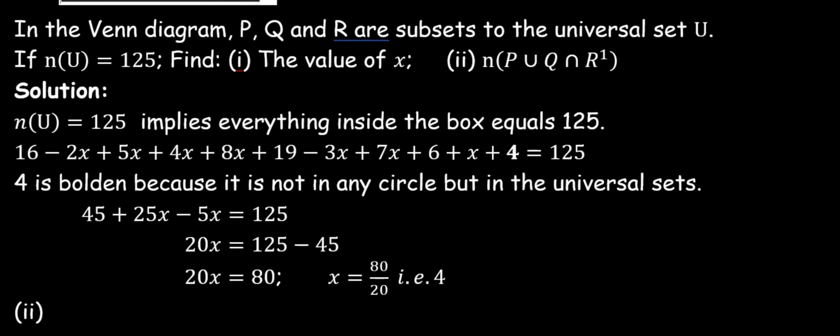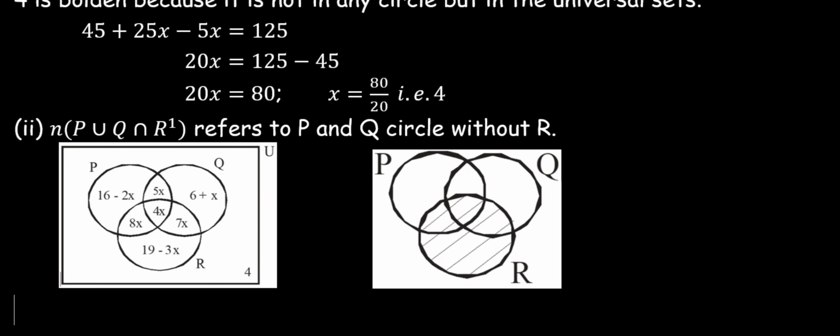n of P union Q intersection R prime refers to the P and Q circles without R. So the diagram below explains what we are trying to look at. R is totally eliminated from the part of the three subsets joined together. So what will be left is only P and Q without R.